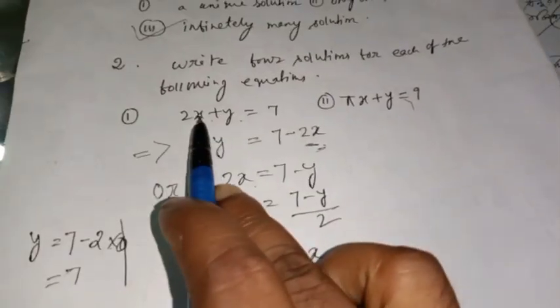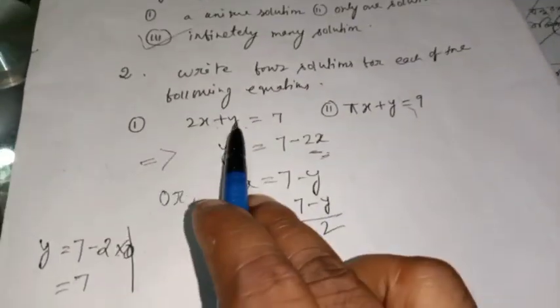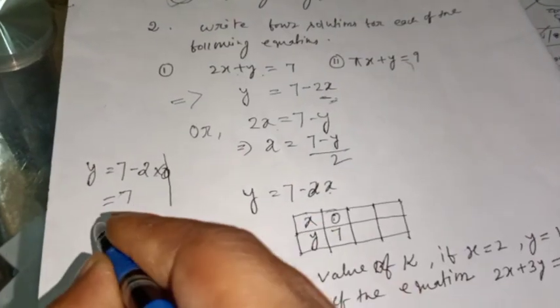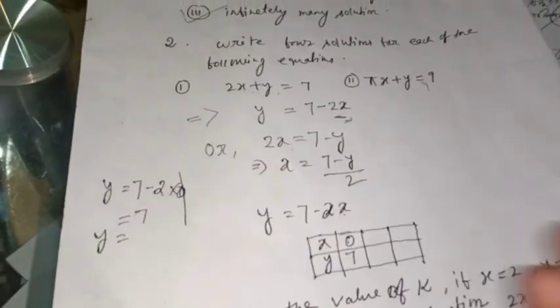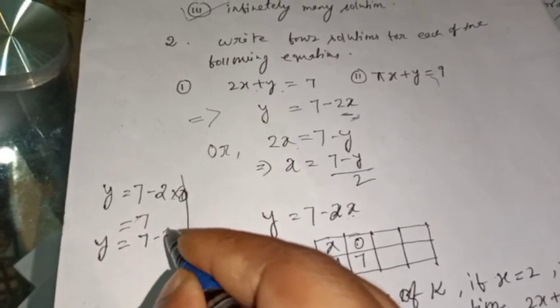If you put 0 in the place of x, 2 times 0 is 0, then y is 7. So 7 balances, so it's correct. Or if you want to take any other value, you can take negative or positive values, like minus 3 or minus 5, all the values you can take. Suppose I am taking 2.